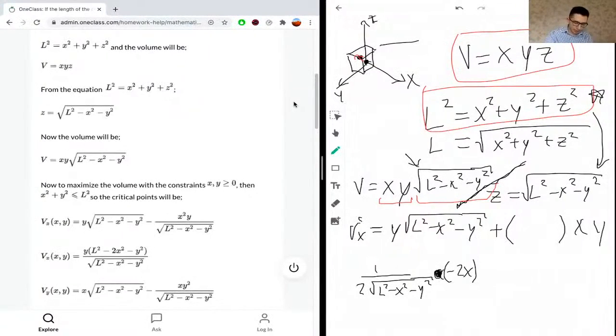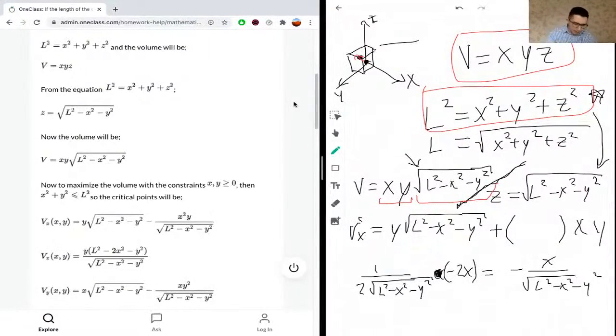And then we can see that the 2's cancel out, and we are left with negative x over the square root of L squared minus x squared minus y squared. So this just gives us the derivative with respect to x.